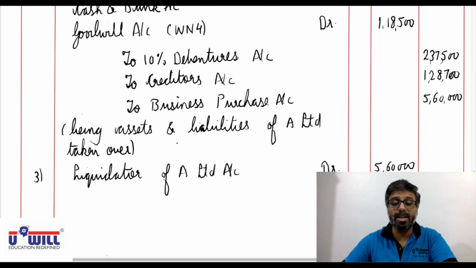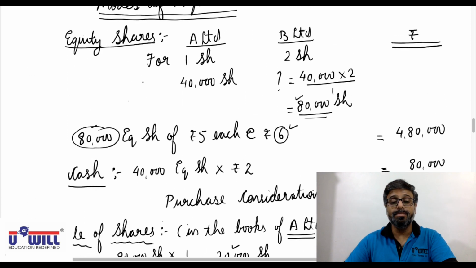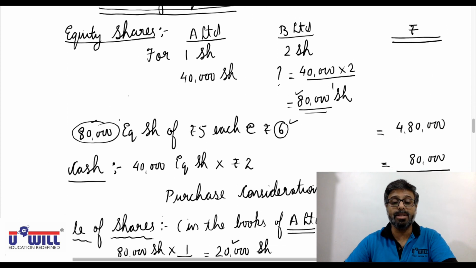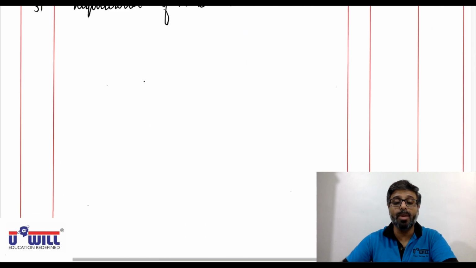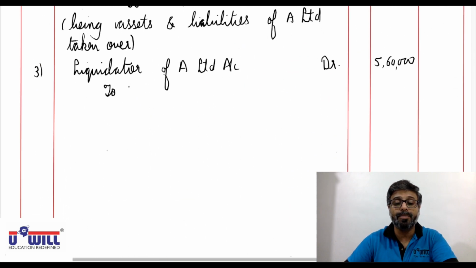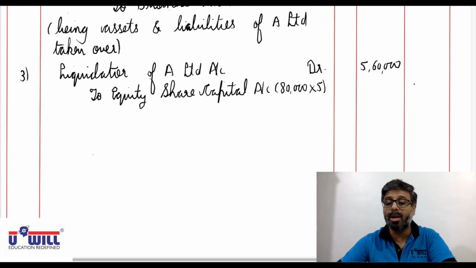Now what have we given for that? Look at working note number 2. We have given 80,000 equity shares and 5 rupees is the face value. So to equity share capital account, with what amount? 80,000 equity shares multiplied by 5 rupees of face value, 4 lakh.